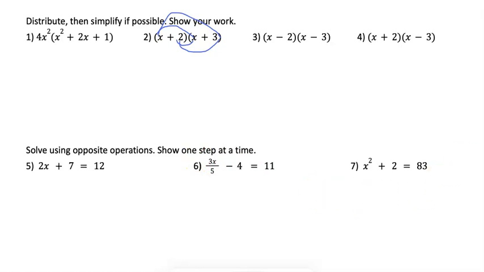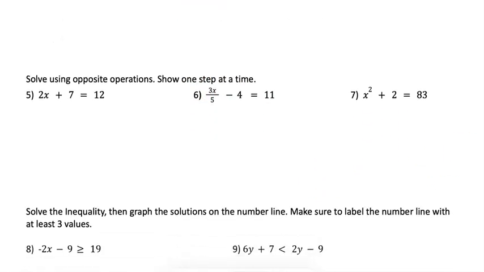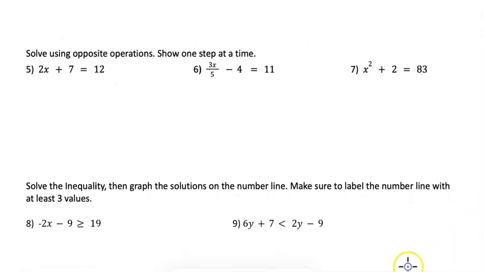The next section, solve using opposite operations, show one step at a time. So 5 and 6 should be just pretty standard. We're going to look at 7. So if I'm trying to get x alone, my first thing that I would do is get rid of this added 2 by subtracting 2 on both sides. So that gives me x squared equals 81.